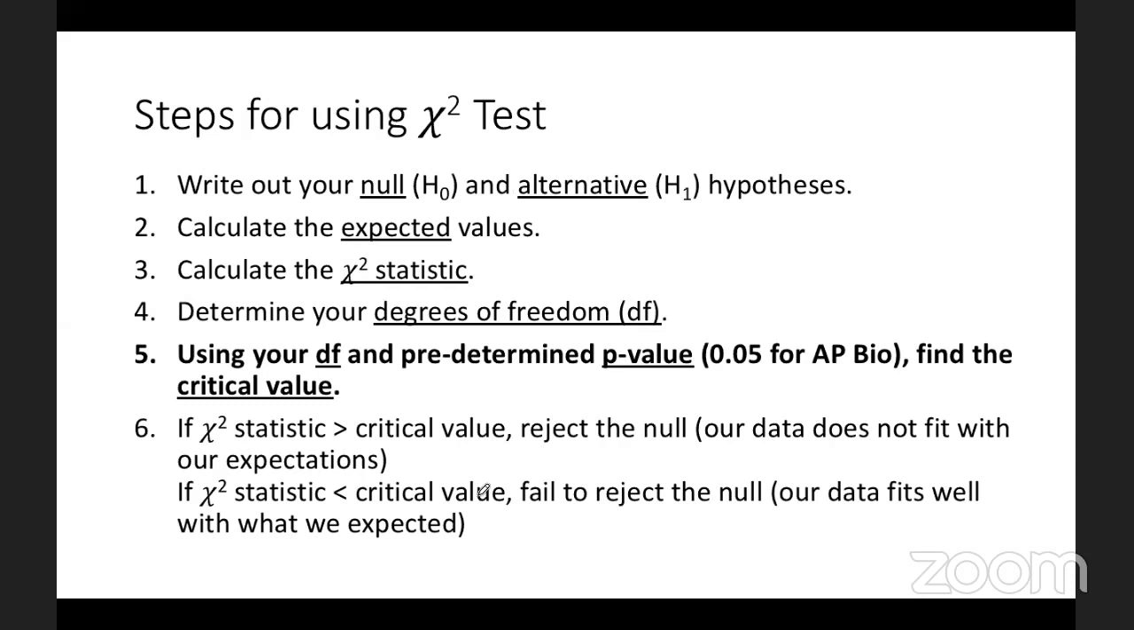Our next step is to use our degrees of freedom and our predetermined p-value. Biologists like to use a p-value of 0.05. I'll explain why in a second, to find the critical value.